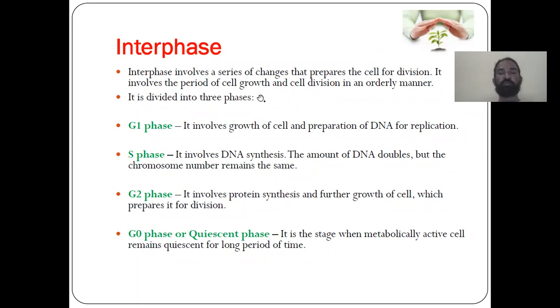Already I told you it is mainly divided into three phases: gap 1, S and gap 2. The other one is the G0 phase, or quiescent phase. In the quiescent phase the cell stays for a longer time, and the cell is metabolically active. Now we come to the first one, the G1 phase.